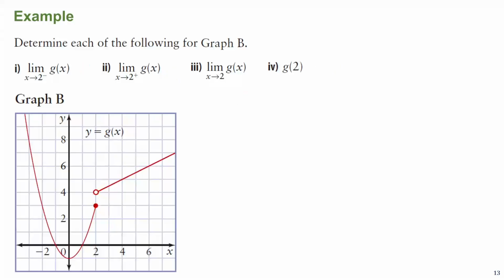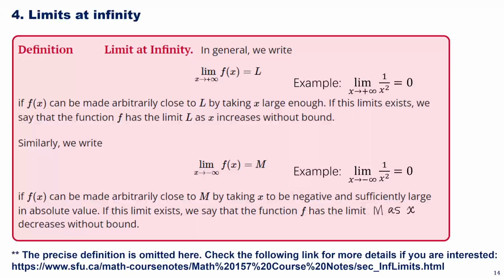Also, we can have limits at infinity. So let's have a look at the definition, also the intuitive definition of limits at infinity. In general, we write the limit of f(x) when x approaches positive infinity equals L if f(x) can be made arbitrarily close to L by taking x large enough. If this limit exists, we say that the function f has the limit L as x increases without bound.